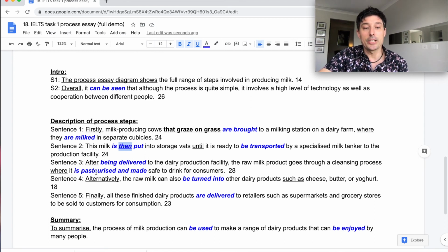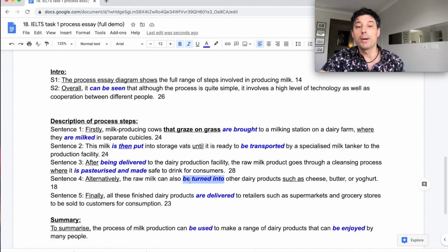And what else did I do? I used here 2 verbs, is pasteurized and made. So that's one be verb with 2 past participles. Also here I used the be verb plus, what is that one? Turn into. That's a phrasal verb. So that's a 2-word verb in the past participle form. And also, yeah, that's it. So a lot of different kinds of passives are used.